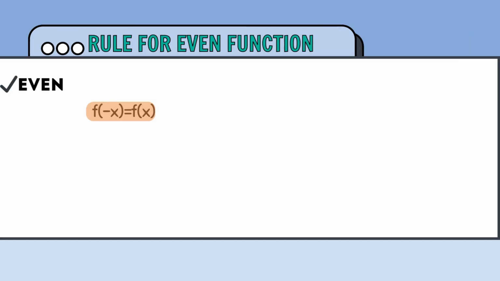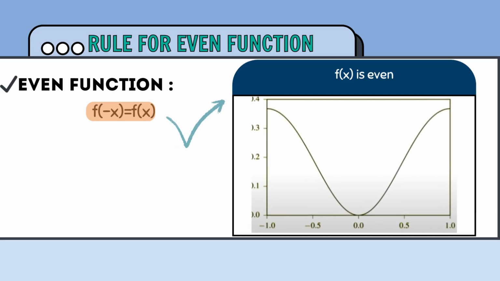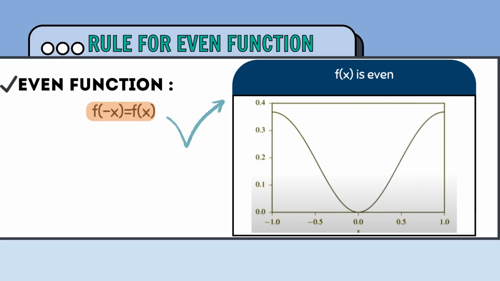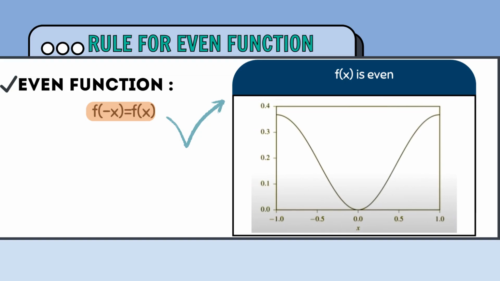Let's begin with even functions. A function is even if f of negative x equals f of x. This means the graph is symmetric about the y-axis. A function is even if the value of the function at some x coordinate is equal to the value of the function at the negative of that x coordinate.